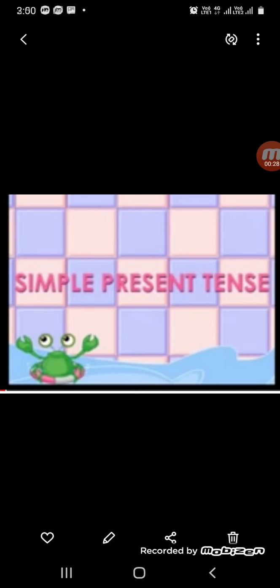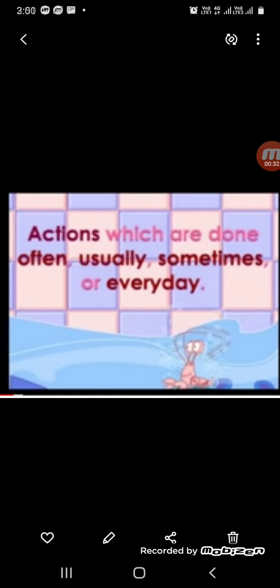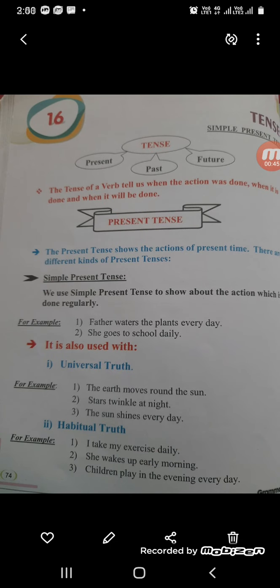Chapter 16, page number 74. Actions which are done often, usually, sometimes or every day. This is the simple present tense. Now see the chapter, page number 74.